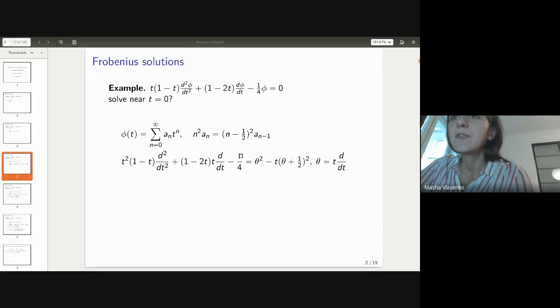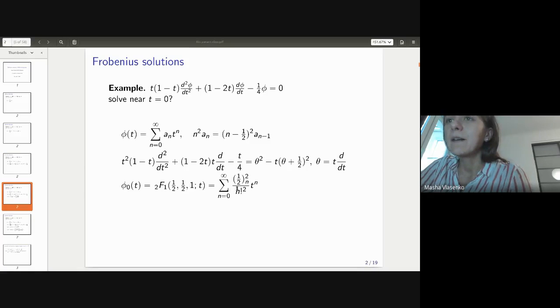Here you see the same differential operator, but multiplied by t on the left. Then we can rewrite it in terms of theta indeed. And here is the differential operator in terms of theta. So theta acts on power series by multiplying a_n by n, and t does the shift from a_n to a_{n-1}. That's why we have n squared and (n minus 1/2) squared here. This is equivalent to phi being a solution to this differential operator, and so we find a power series solution.